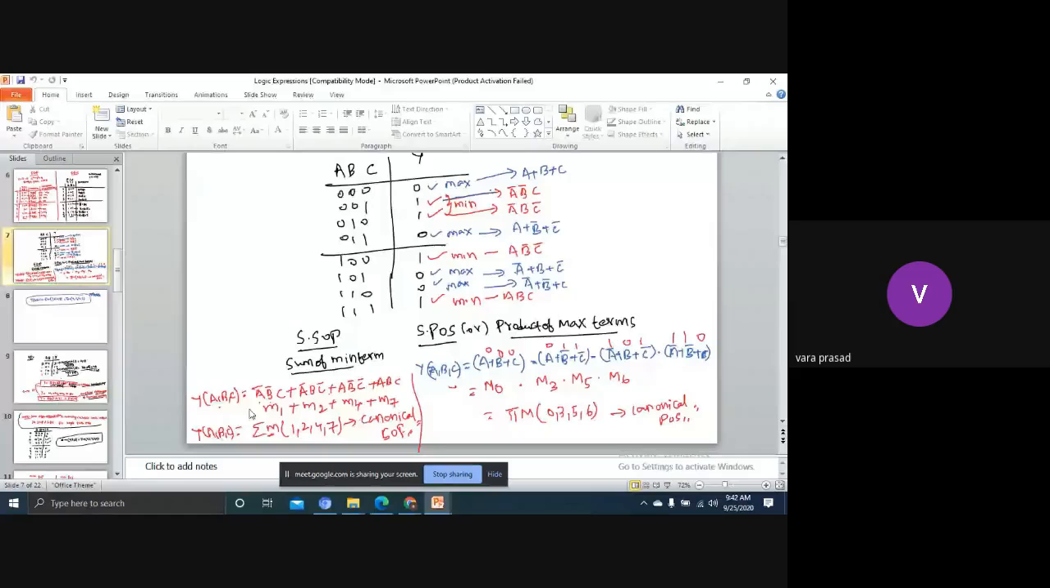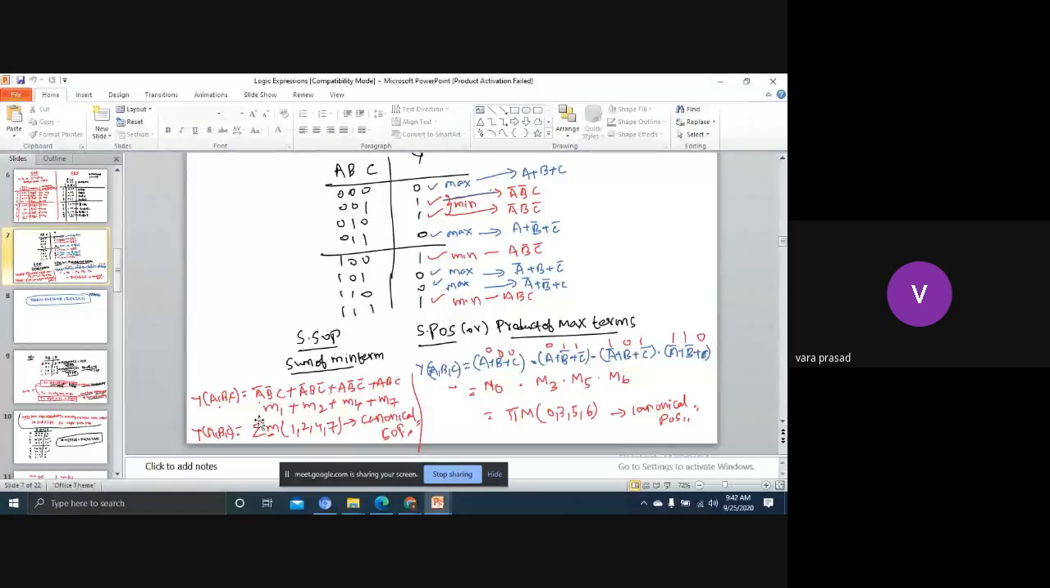Listen carefully. Y of A comma B comma C is equal to the sum of min terms. All min terms, all product terms summed together, are called a standard SOP. I have written it, and I'm going to represent it with notation. This is M1, this is M2, this is M4, and this is M7.